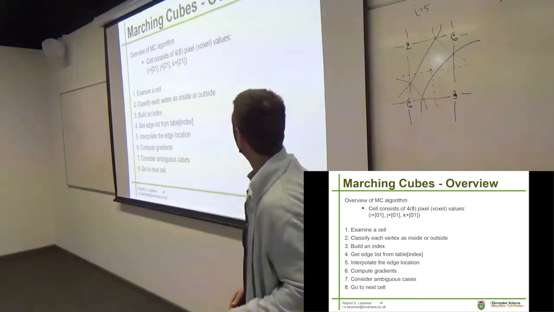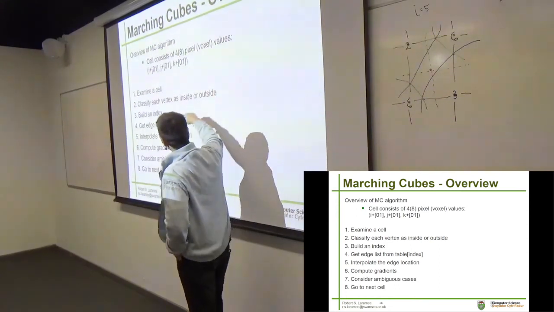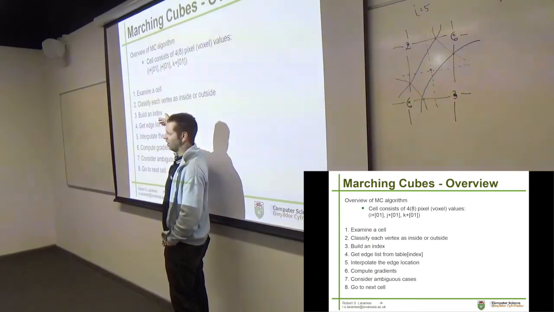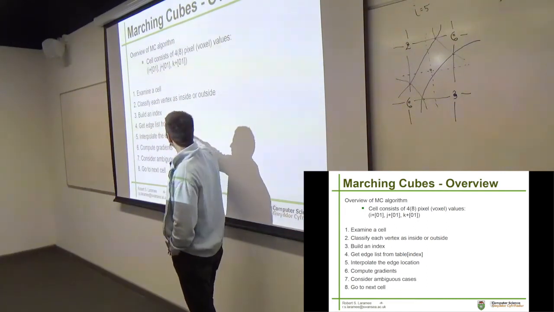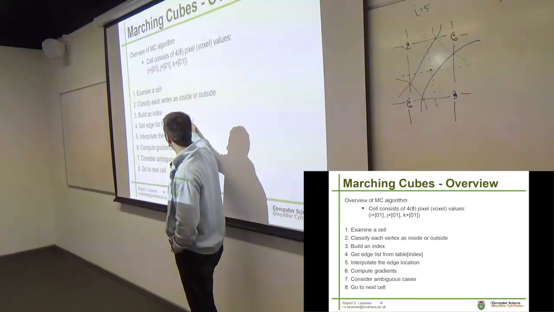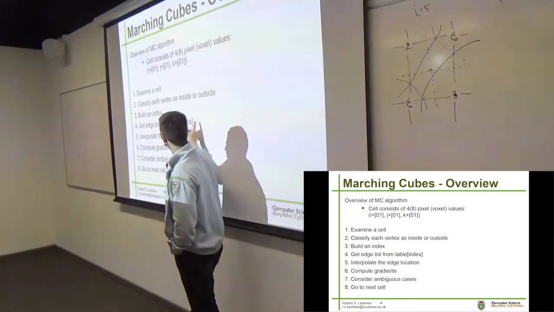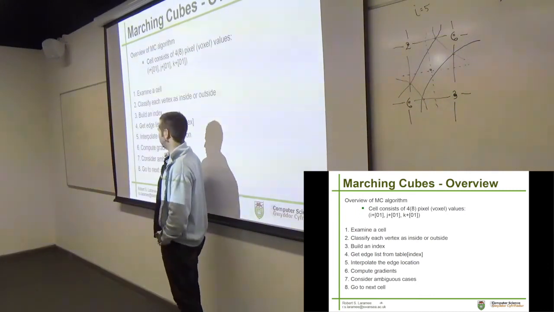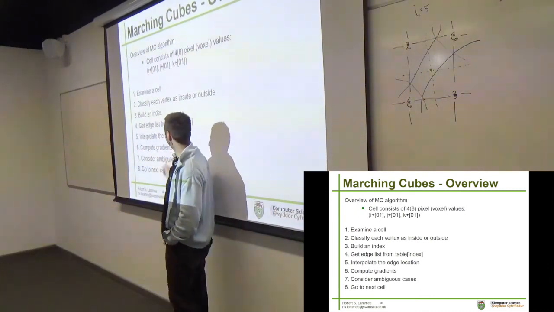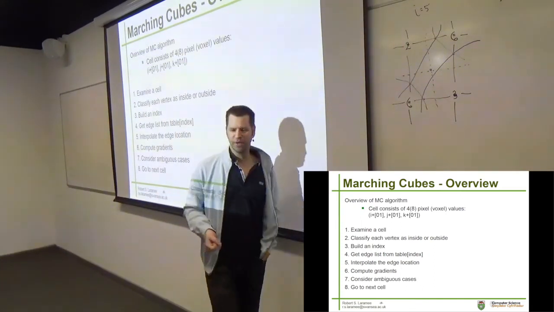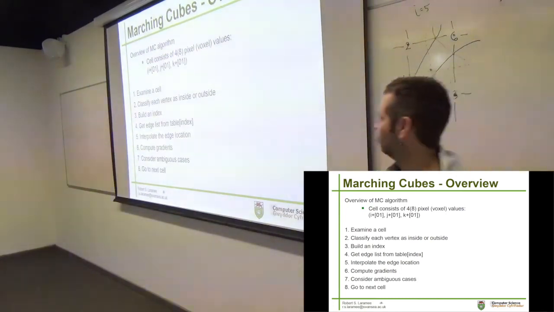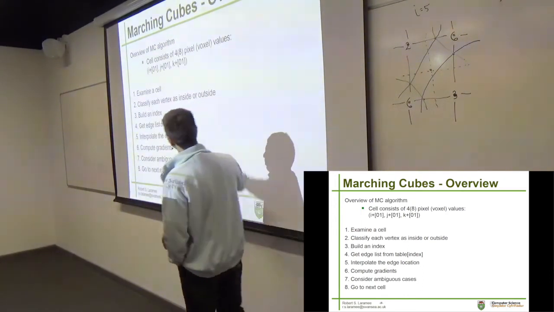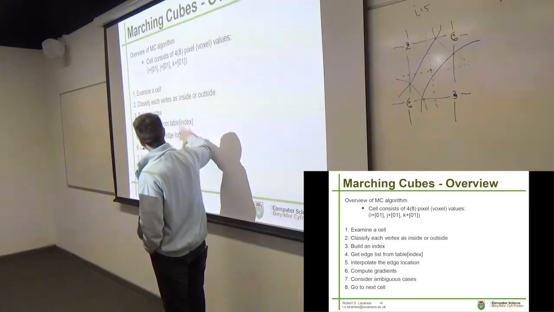This is easy. Build an index, that's also easy. How it's actually used is a little bit non-trivial to understand. Get an edge list from a table, this is actually quite a tricky aspect, not so trivial to understand. Interpolate the edge location, that's not very difficult to understand, I would say. Six, compute gradients, I would say yes, that is kind of difficult to understand. And considering ambiguous cases, this can be non-trivial. And go to the next cell is quite easy. So it's a mixture of easy and confusing steps. The first three, I think, are easy, but then it starts to get a little bit more complicated in the second half.